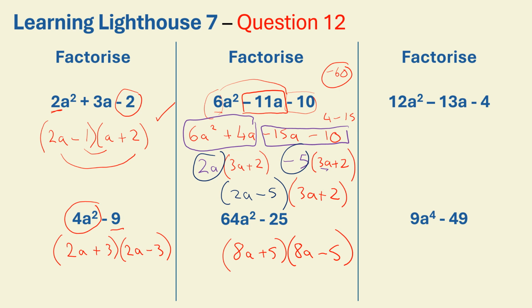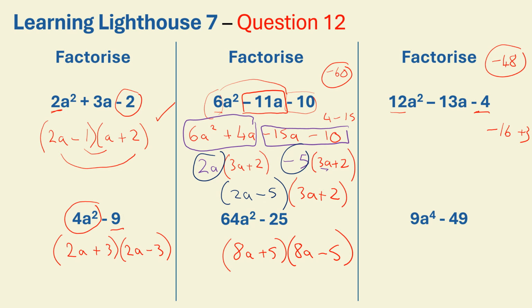Column 3, I'm going to go again with this method of a guide number. So we're going to get minus 48. And we're going to think about numbers that multiply to give 48, and that's going to get us to minus 13. For 48, we could have 12 and 4. We could have 16 and 3. 16 and 3 looks like I can get minus 13. So minus 16 and add 3.